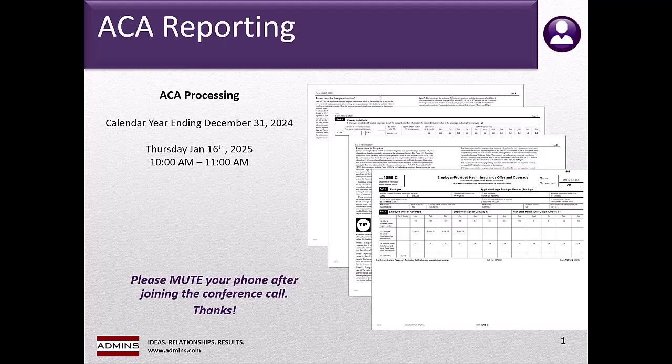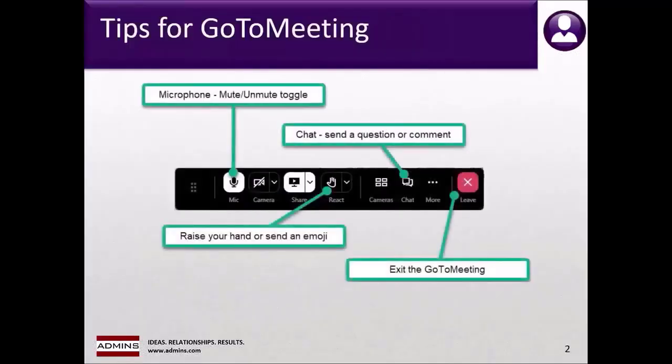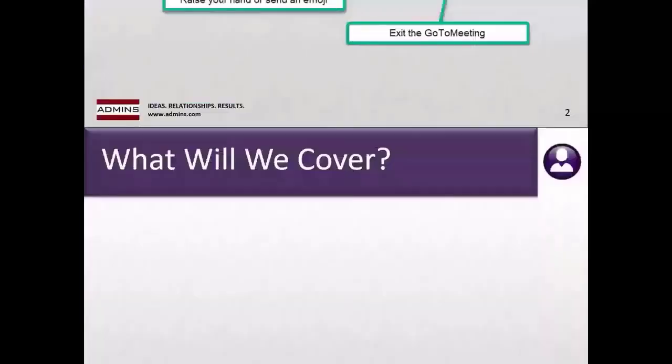I'll review some tips for using GoToMeeting first. This is the newer interface for GoToMeeting, and your screen may not look exactly like this, but the controls you are likely to use will resemble the ones shown. To exit the audio while on the phone, please hang up the phone and rejoin us when you are able.